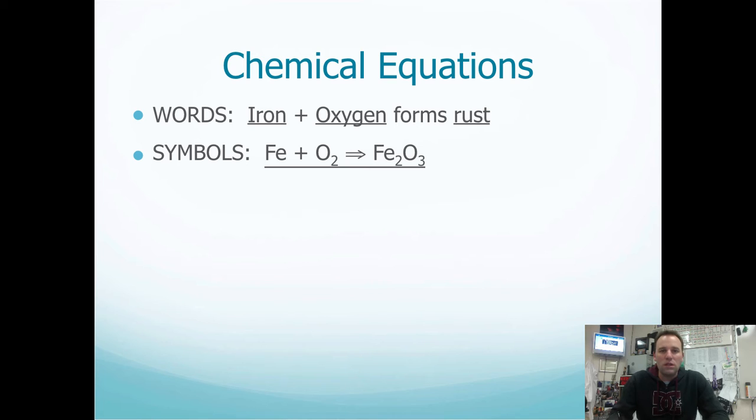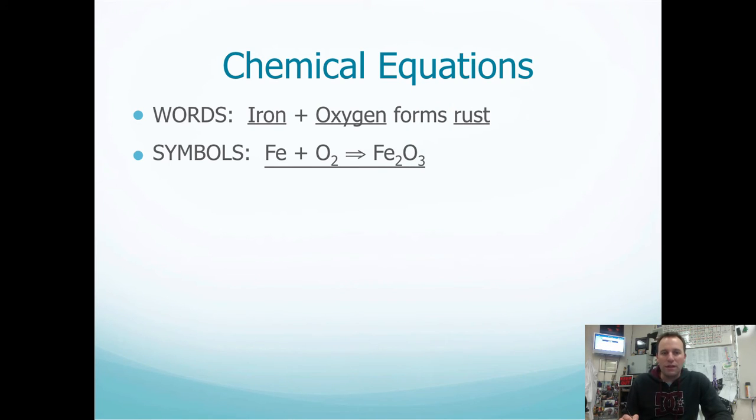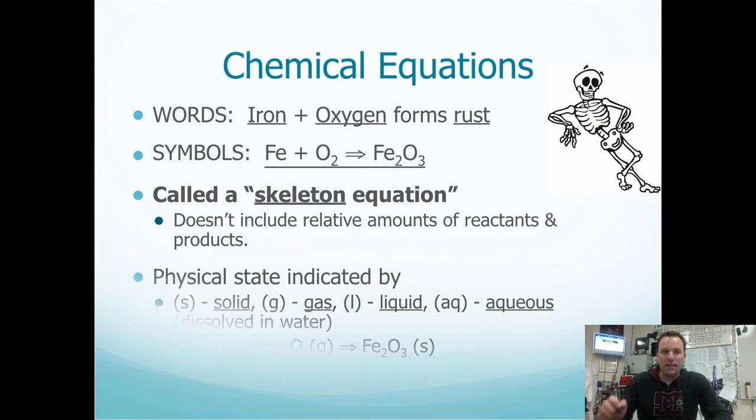So in words, you would say iron and oxygen form rust. If we're going to symbolize that, you would write iron, the symbol for iron you have memorized is Fe. Oxygen, remember, is one of our diatomic elements. It's going to become very important that you remember which are the diatomic elements. Have no fear of ice cold beer is one way to remember it. So look up the diatomic elements and remember those. So oxygen is O2, and that yields rust, which the formula for rust is iron 3 oxide, so Fe2O3. And we call this a skeleton equation.